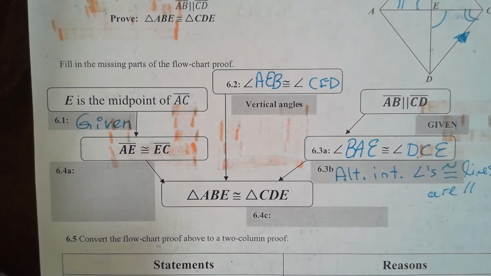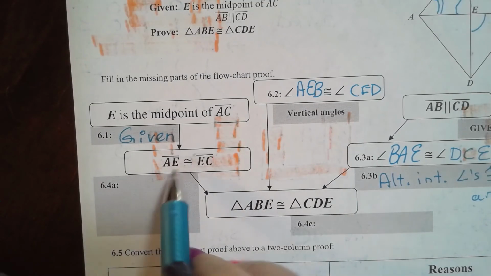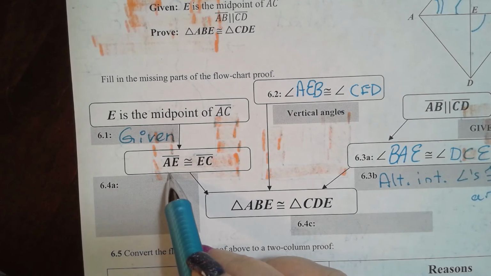And then the next one over here, 6.4a. I think 6.4b got lost. I was going to have you do this, but I decided that you didn't have to and forgot to change this to b. I apologize. But the next one is over here. Why are these two segments congruent?